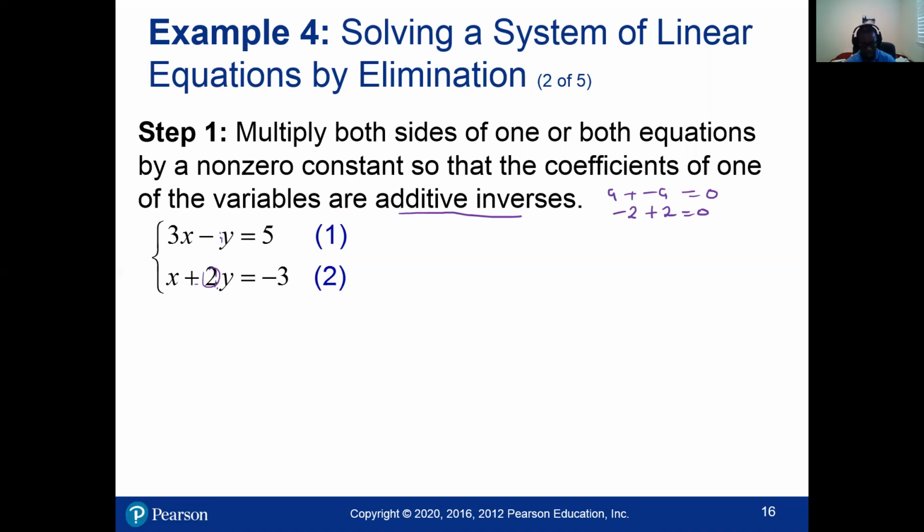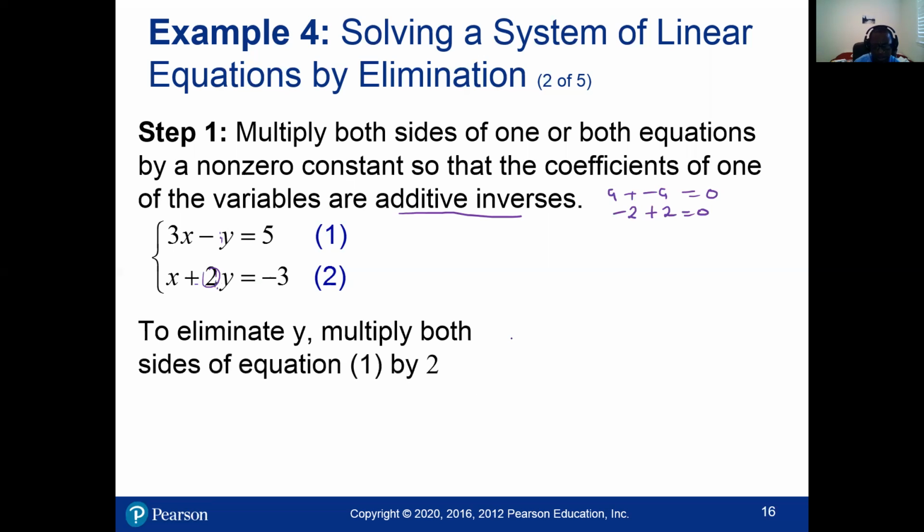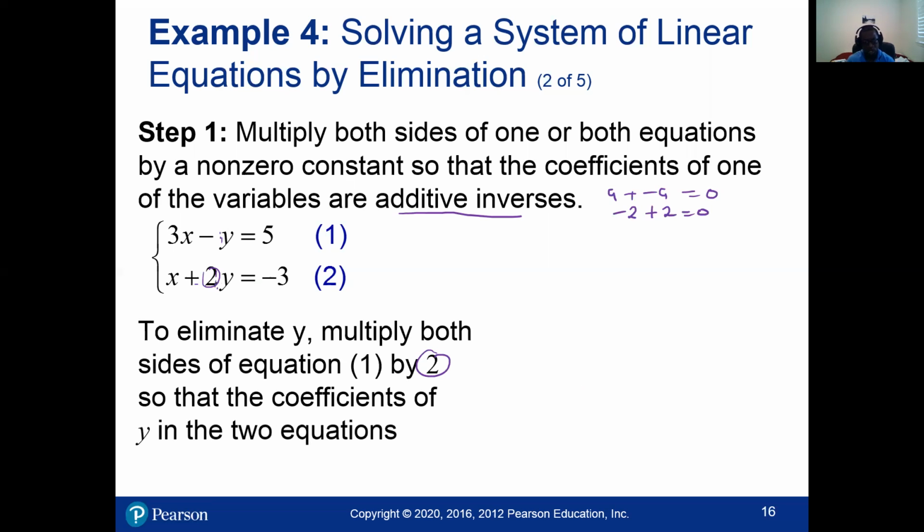Okay, so the first thing is that you do that. Now, if I want to eliminate y, what I said, you multiply both sides of the equation by positive 2, all right? So that the coefficients of the y in the two equations are additive inverses. Okay, so what I'm going to do is write this in this form. So we're going to multiply by 2. And this becomes 3x, okay, sorry, 6x. Oh, let me erase that.